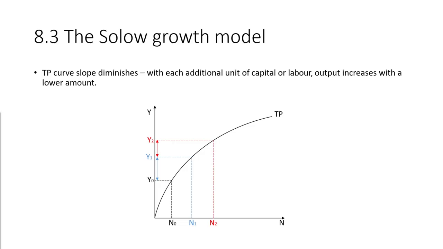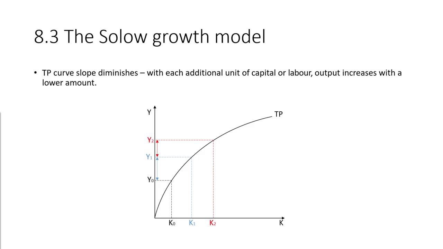And we could do the exact same thing for capital. All we do is change our x-axis from N, which represents labor, to K, which represents capital. And there you can see the same diminishing marginal returns to capital. As we increased capital from K1 to K2, there was a smaller increase in output than when we increased from K0 to K1.